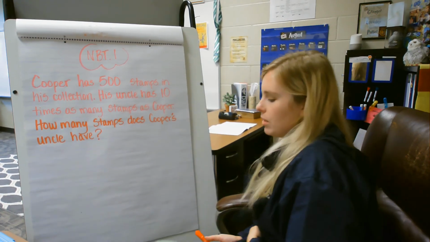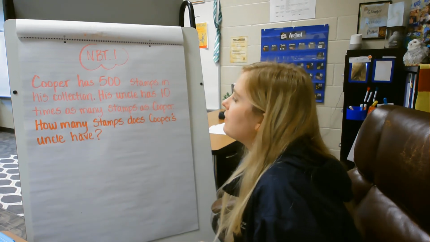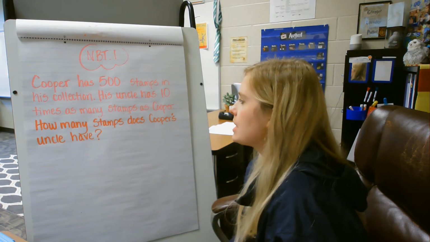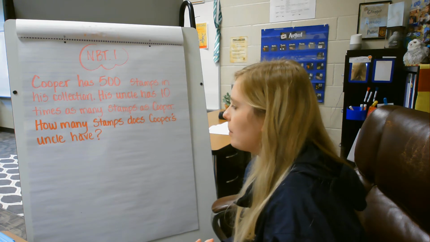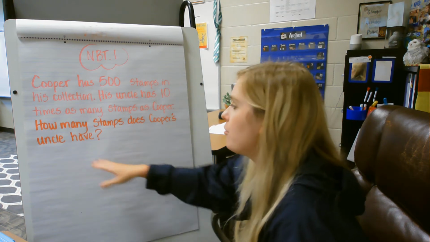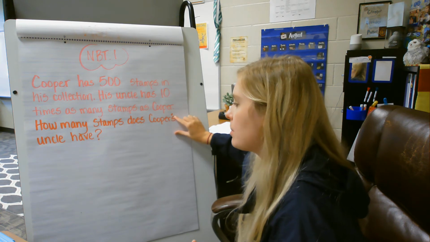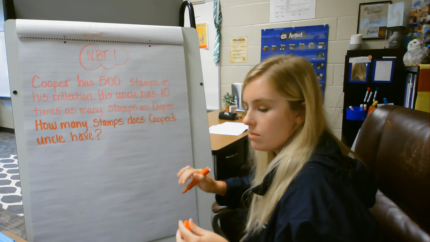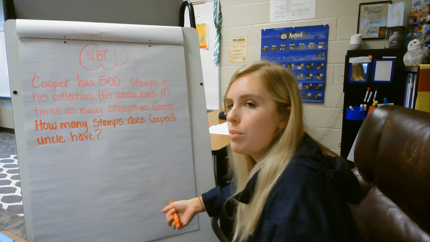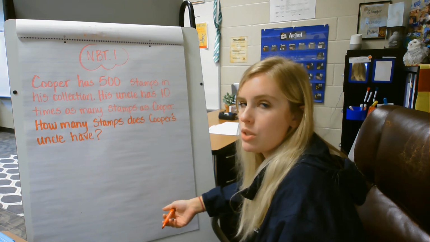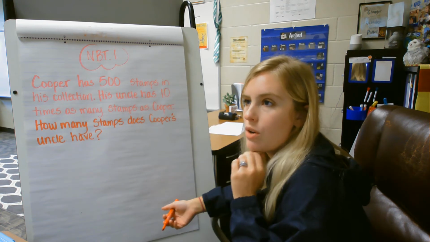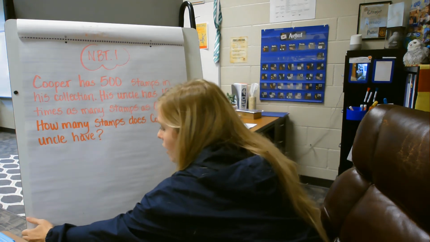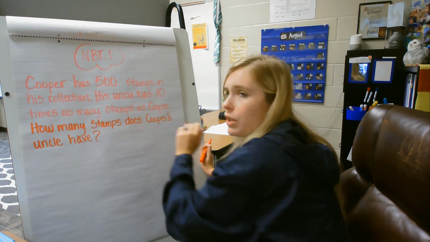So here's my word problem. Cooper has 500 stamps in his collection. His uncle has 10 times as many stamps as Cooper. How many stamps does Cooper's uncle have? And I've put this in a darker color, how many stamps does Cooper's uncle have? Because this is the answer statement that I'm going to write out for myself. Whenever you have a word problem, it helps to start with an answer statement. That way you can zero in and know what you're actually looking for, what you're actually solving for. Okay, so I've put the actual answer that I'm looking for bolded.